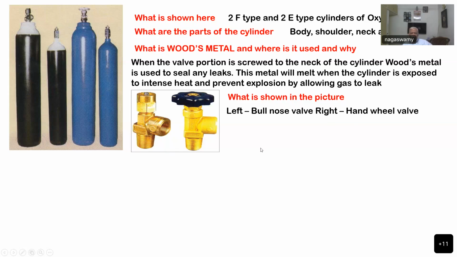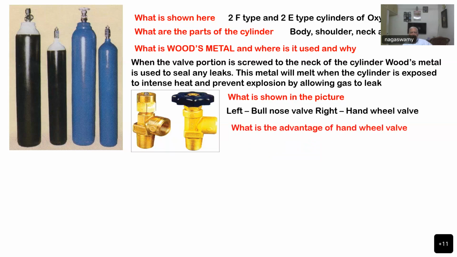Okay, so bull nose valve and hand wheel valve. These are the two things attached to usually the wad type. This is a larger cylinder which we use in the ward. Normally we don't use it in the machine. So there you will have these two types of valve outlets.